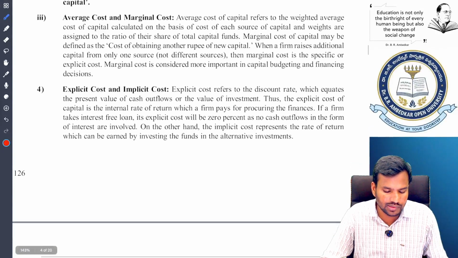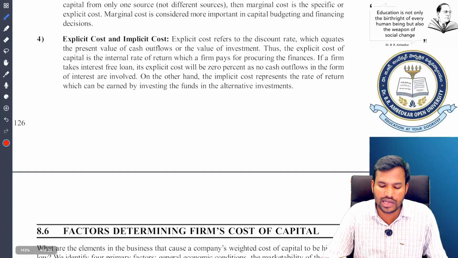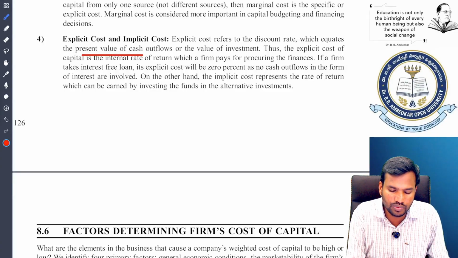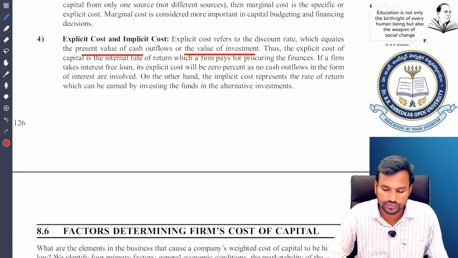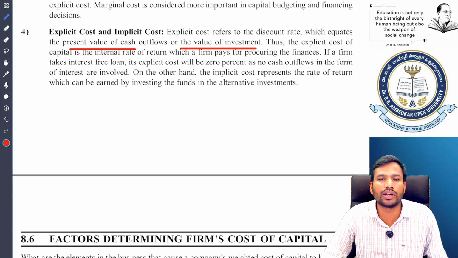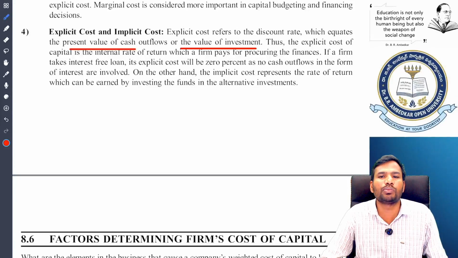And explicit and implicit. Explicit cost refers to the discount rate which equates the present value of the cash outflows with the value of the investments. Explicit cost of capital is the internal rate of return which the firm pays for procuring the finance. Means the amount we take from outside, we need to pay as rate of interest or dividends to those who provide the amount to the organization, shareholders and debenture holders.